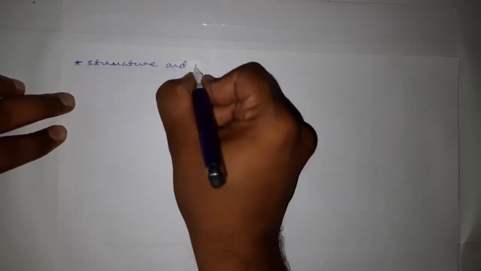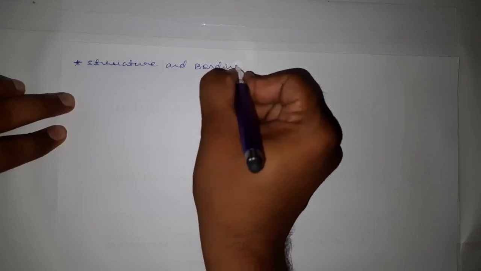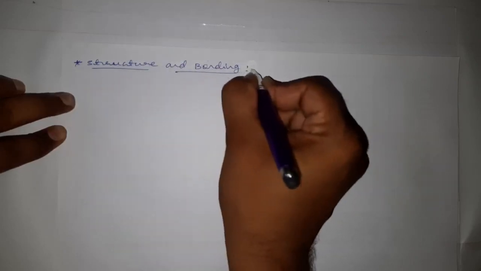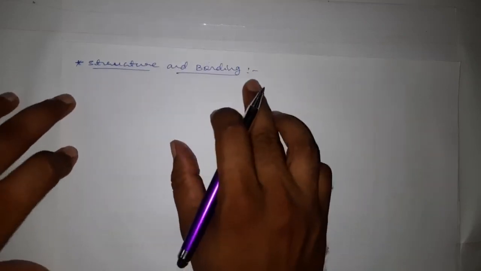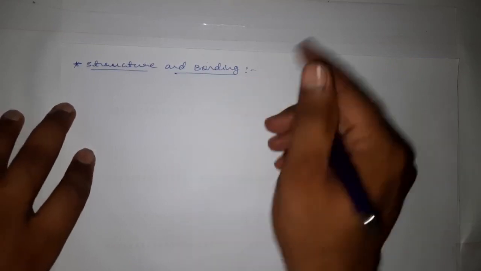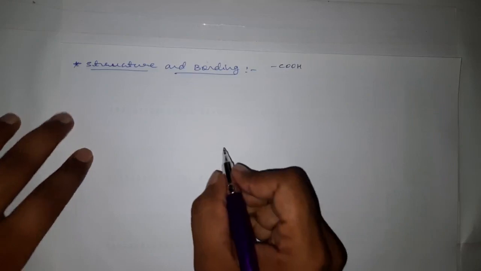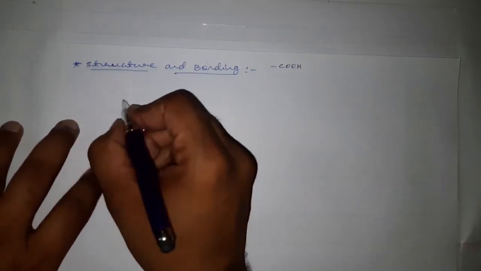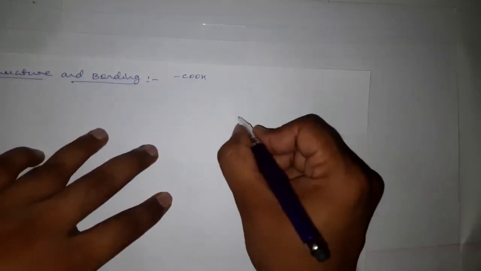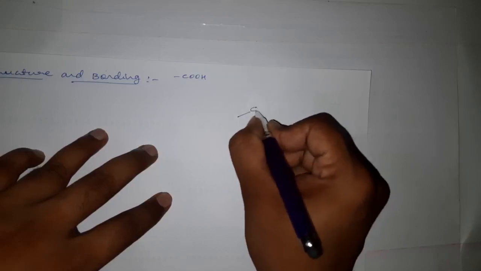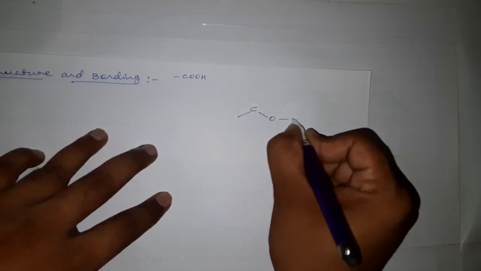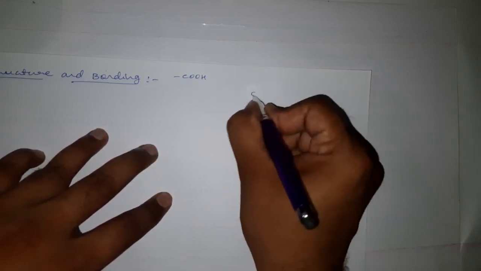Structure and bonding. Next concept is what? Structure and bonding in the carboxyl group, that is the COOH group. Here we can write the COOH group: C single bond O H, and C double bond O.